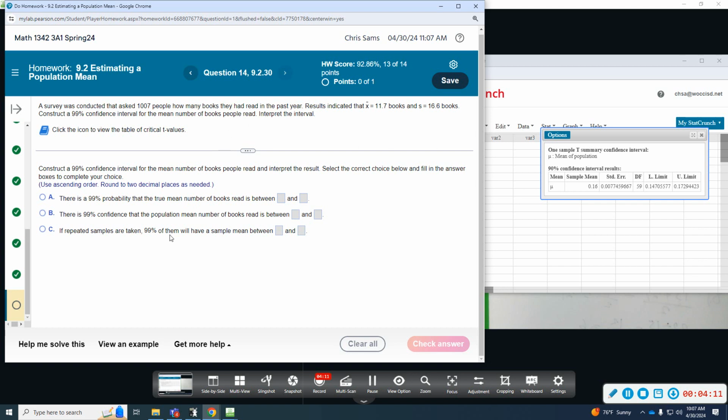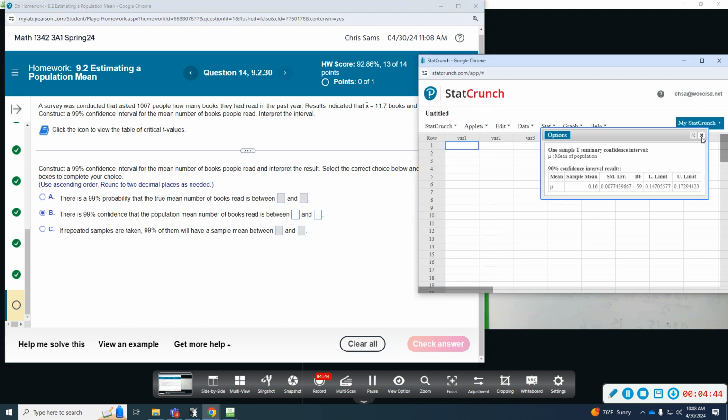All right, number 14 says a survey was conducted that asked 1,007 people how many books they read in the past year. Sample mean, sample standard deviation, and a 99% confidence interval for the mean number of books. 99% confident that the population mean is between.